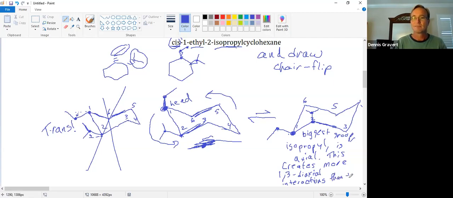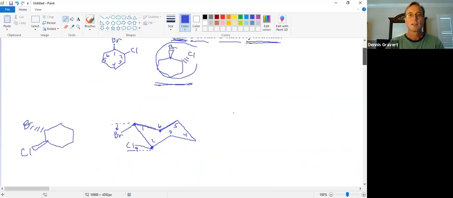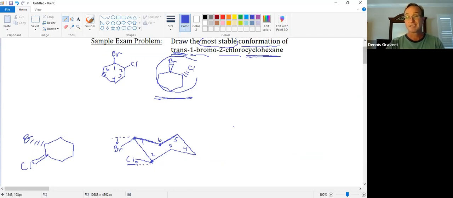Than ethyl. Isopropyl is bigger than ethyl. This molecule would prefer to put the biggest group back equatorial. This side is more stable. This is a more stable conformation, a more stable shape. Cool. What I failed to remember to tell you is that up here, what if we were asked to draw the cis? Then you want to put the bigger group equatorial.